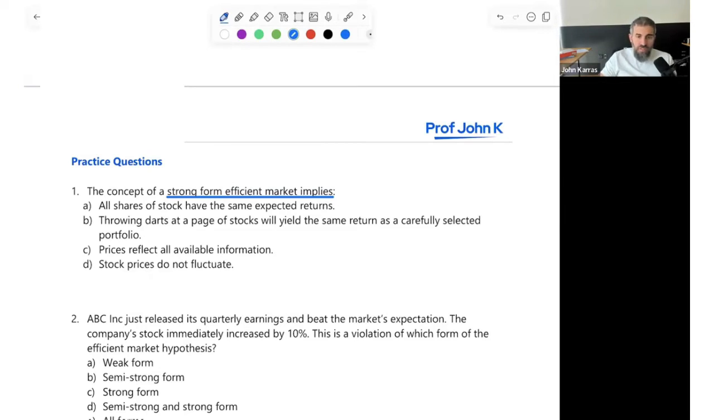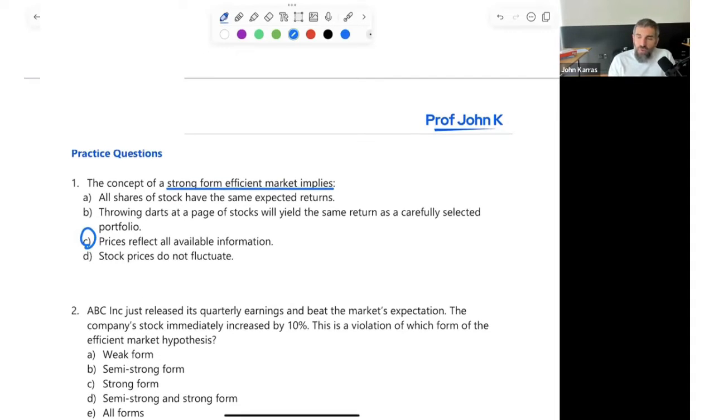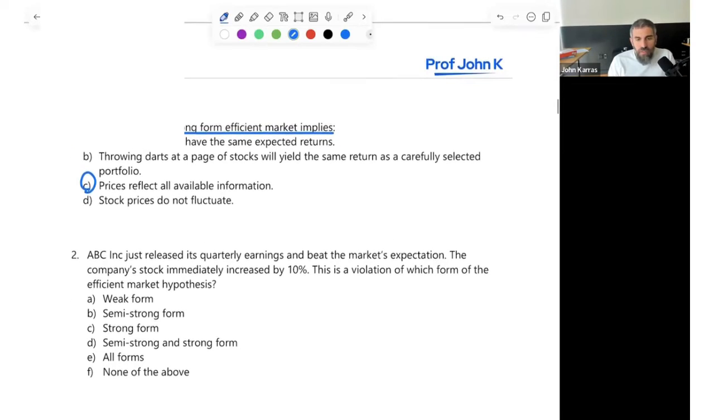Okay, Elaine says C. You guys agree with that? That the strong form says that all information is reflected in the price? I like that. That's exactly what it is. All information. Historical, public, and private. So you see, that's more of a definition style question that if you know the rules, free marks, right? And then there's this one here.